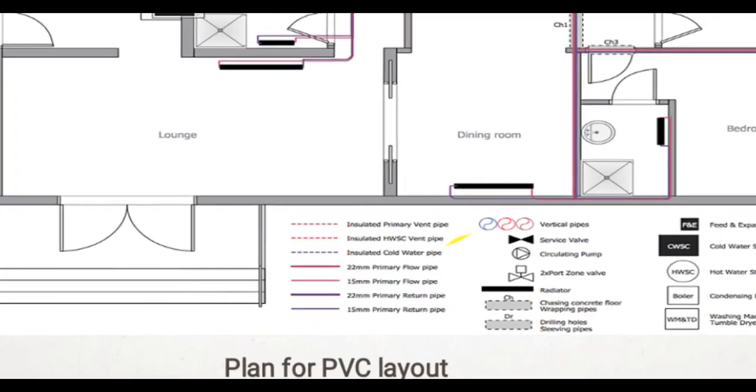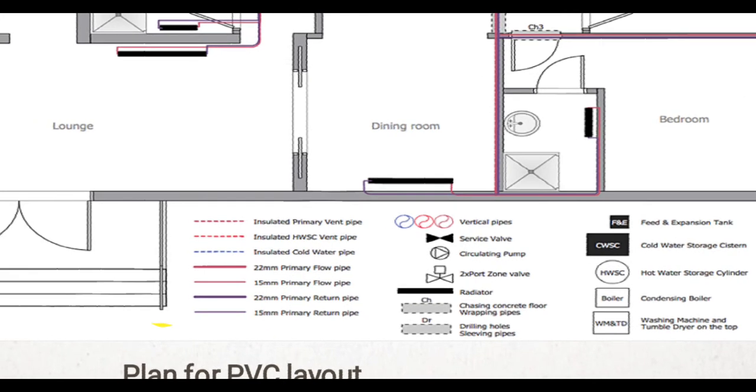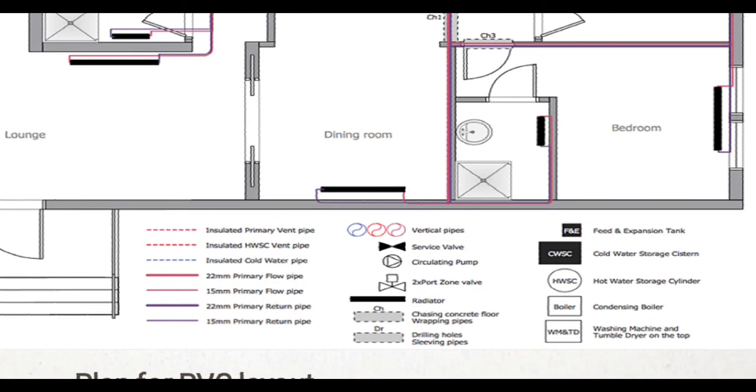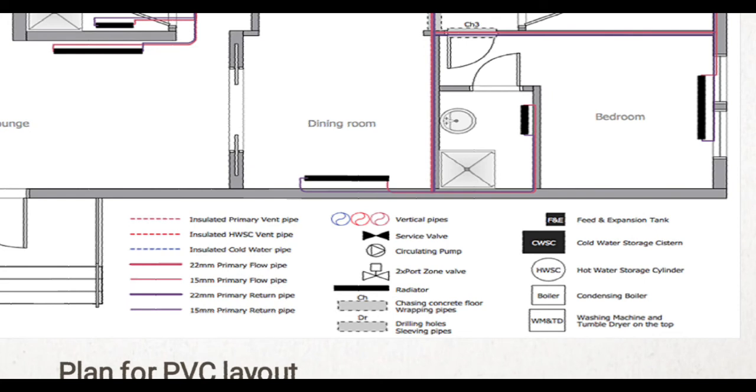Just read this carefully. Components: insulated primary vent pipe, insulated hot water storage cistern vent pipe, insulated cold water pipe, 22 mm primary flow pipe, 15 mm primary flow pipe, 22 mm primary return pipe, 15 mm primary return pipe and vertical pipe, service valve, circulating pump, 2-port zone valve, radiator, chasing concrete floor, wrapping pipe, drilling holes, sleeving pipe, feed and expansion tank, cold water storage cistern, hot water storage cistern, condensing boiler, washing machine and tumble dryer on the top.